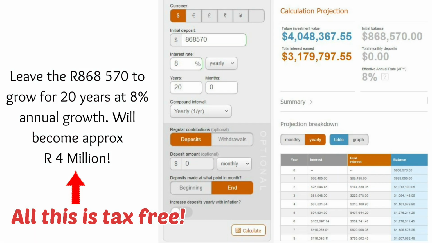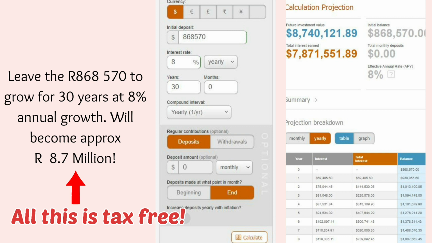If you left the 868,570 Rand to grow for 20 more years at 8% annual growth, you will get approximately 4 million Rand. If you left that 868,000 to grow for 30 more years at 8% annually, you will get approximately 8.7 million Rand.